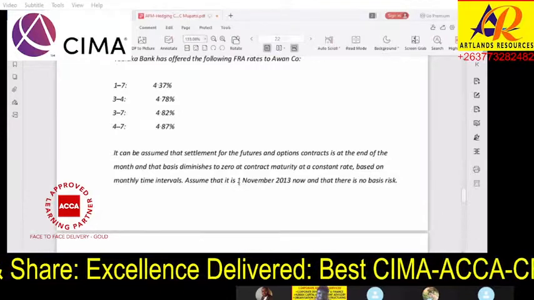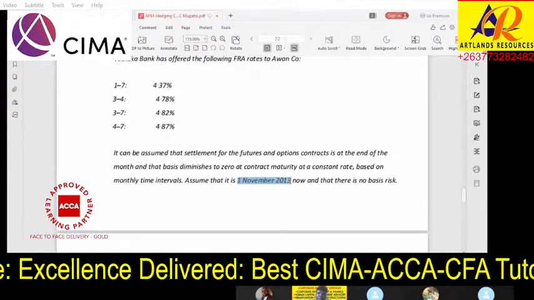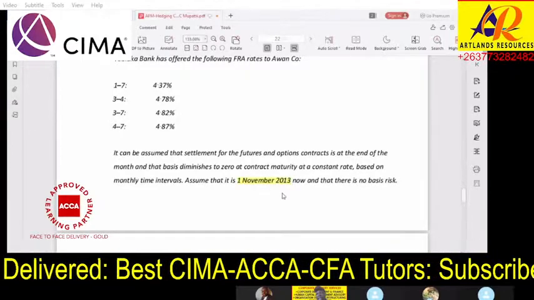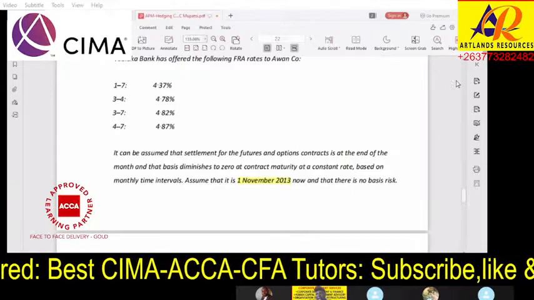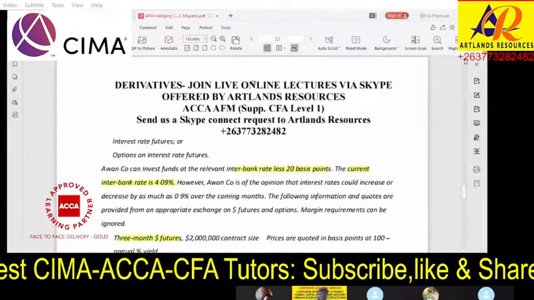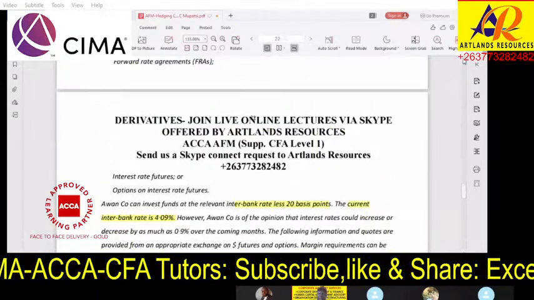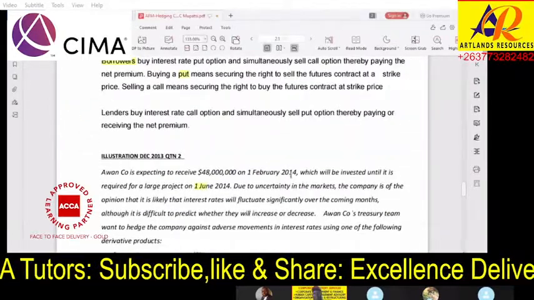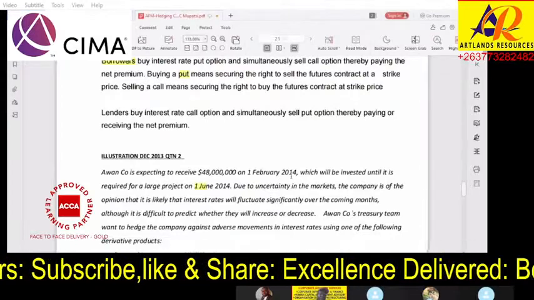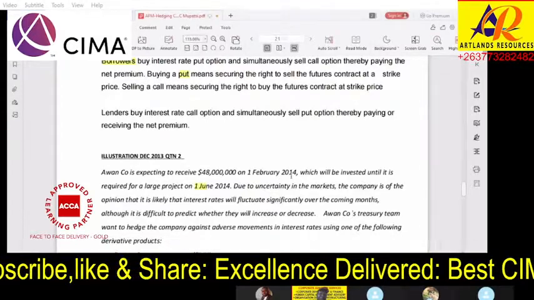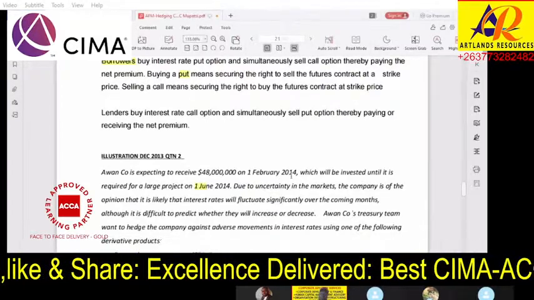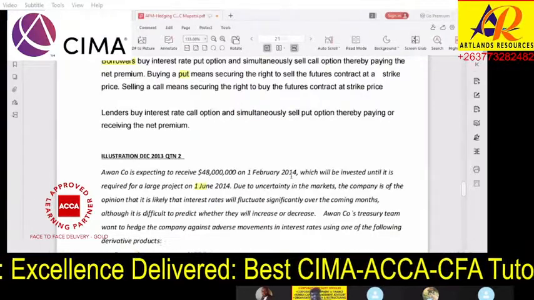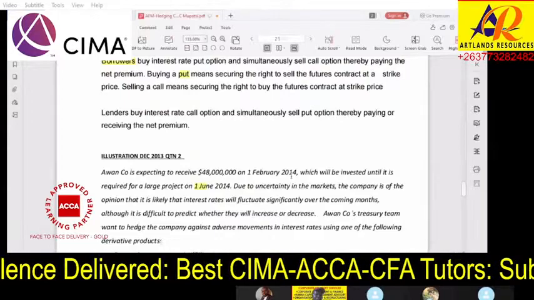Assume that today is 1 November. Okay. So today is 1 November, and you are expecting to receive your money on 1 February and then invest it for 4 months. So between 1 November and 1 February, that's where you are exposed to interest rate. You're expecting to receive your money and invest it on 1 February, but today is 1 November.